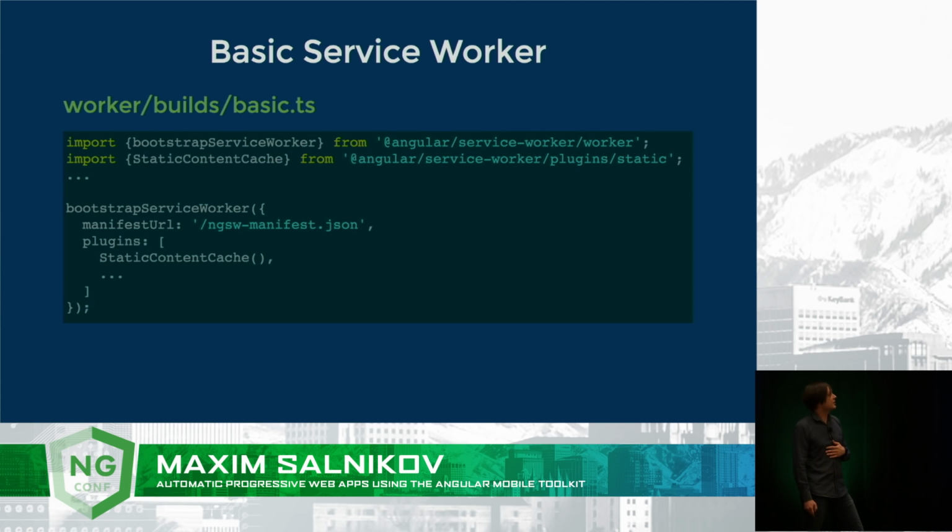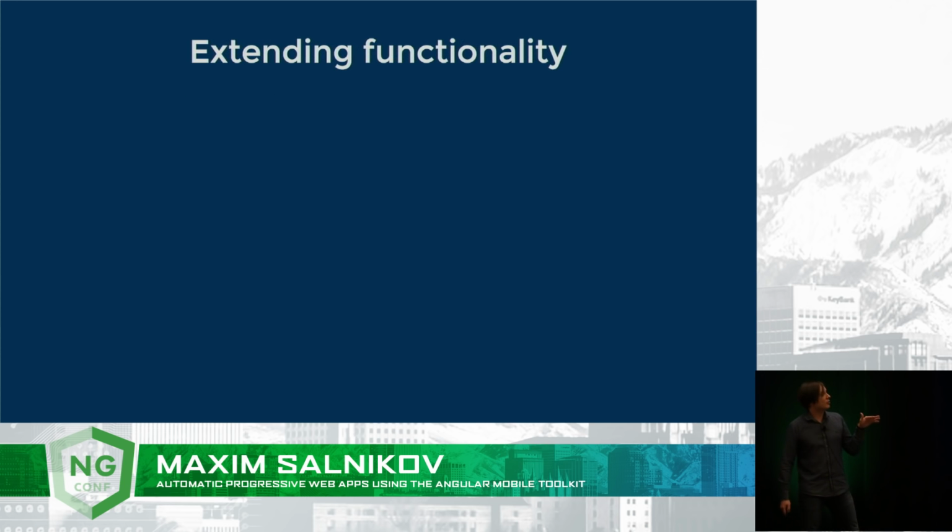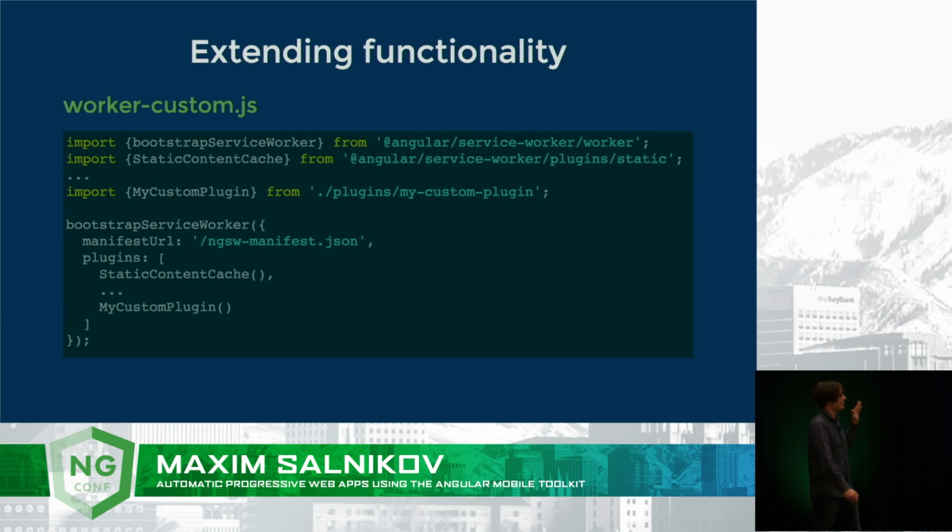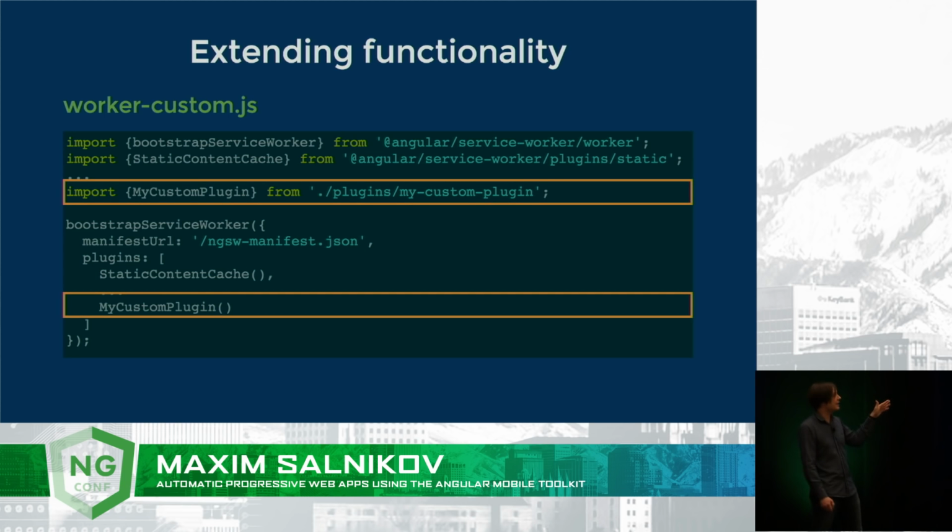Let's have a look at the source code of the basic Angular Service Worker. It's pretty simple. It imports the plugins and bootstraps. This way, we can go for our own custom version of Angular Service Worker. We create our own plugin, we bootstrap it, voila. A new service worker with our own functionality is ready. The design document on how to do it is not in the documentation yet, but you can go and check the source code of any available Angular Service Worker plugin, and you will get the idea of how it works.